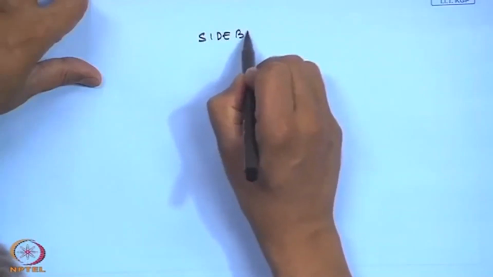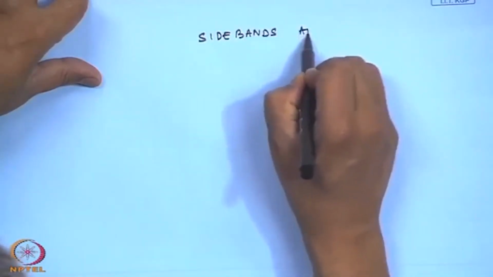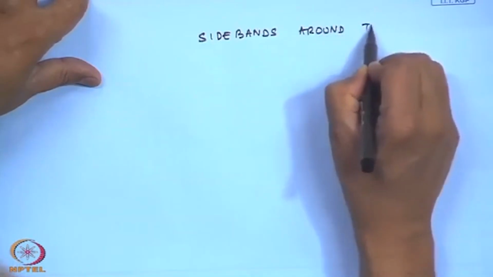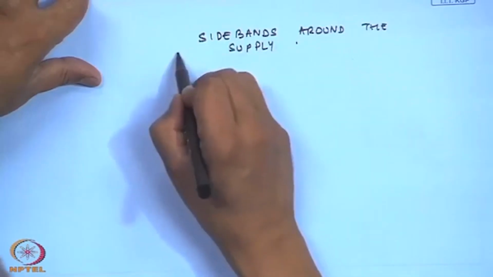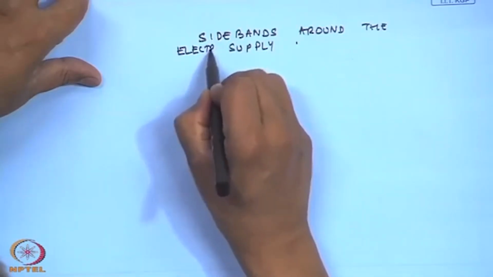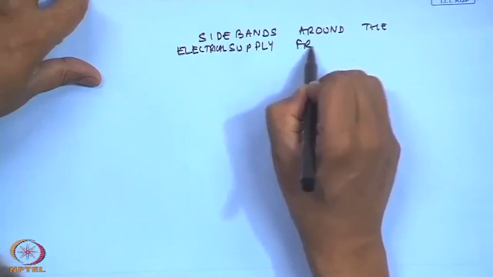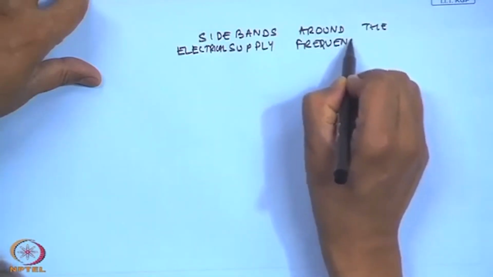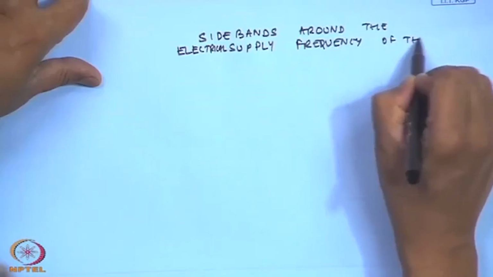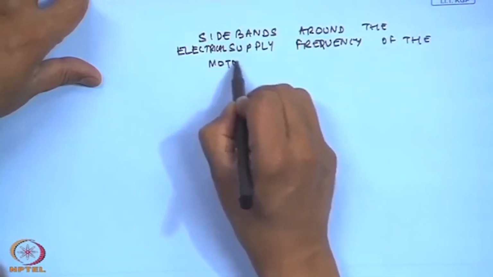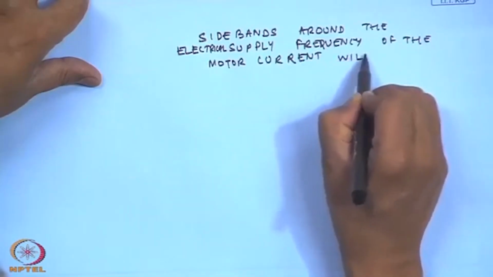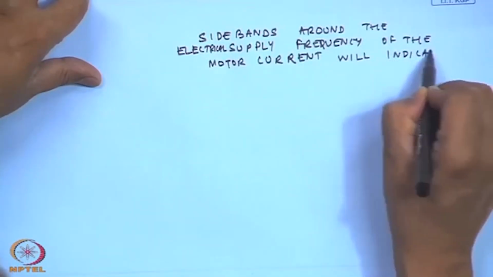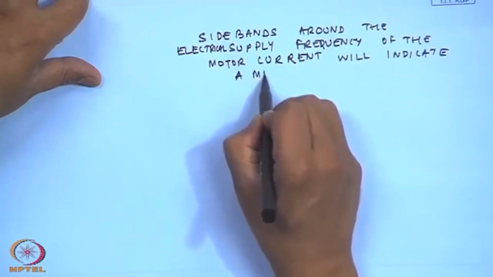So, sidebands around the electrical supply frequency of the motor current will indicate a mechanical fault.